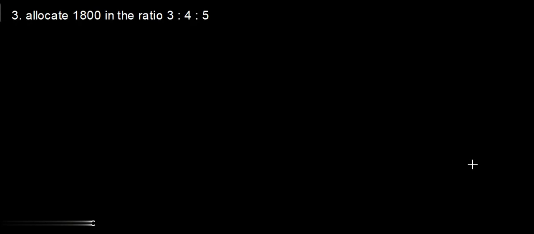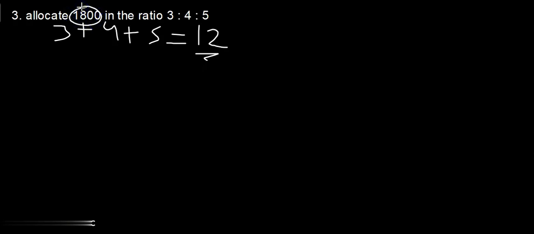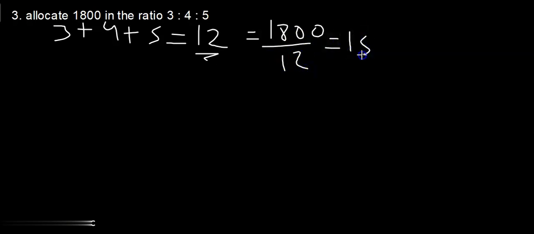The first thing I want to do if I get this type of question is add the ratio. So when you add 3 plus 4 plus 5, you're gonna get 12. Once you get the value after you add them, the second step is to divide this 1,800 by 12. So I'm gonna divide 1,800 by 12, and you're gonna get 150.